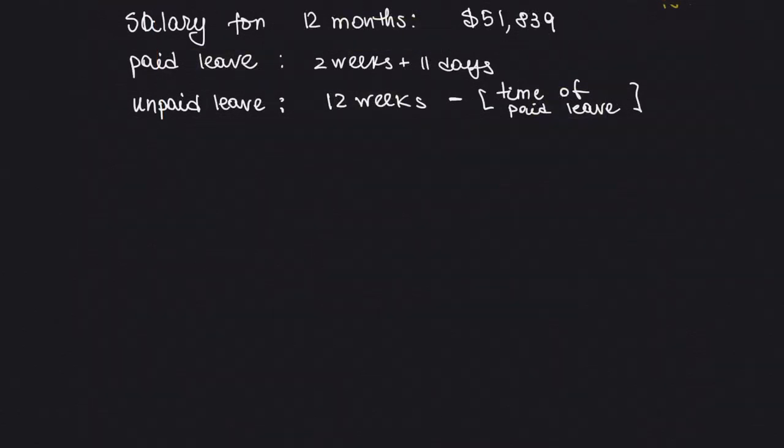So to answer the question of how much money Sam is going to lose if he takes 12 weeks off, let's summarize the information that Sam has one more time. First of all, we know that for the 12 months, if Sam works all the time, he is going to be paid $51,839. We also know that Sam can take 2 weeks plus 11 days of leave and not lose any money. And so we know that Sam's unpaid leave is going to be the 12 weeks minus the time of the paid leave.